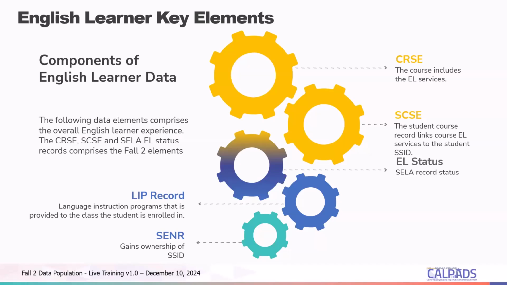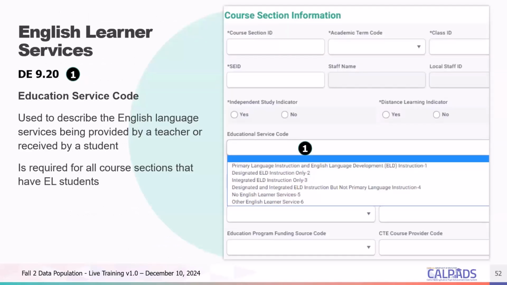Human resources and program staff should ensure that teachers teaching courses with English Learner Services attributes have the appropriate credentials and authorizations to provide the specified English language services. The data are provided to the California Commission on Teacher Credentialing, or CTC, to monitor whether teachers hold the appropriate authorizations to provide the specified English Learner Services.